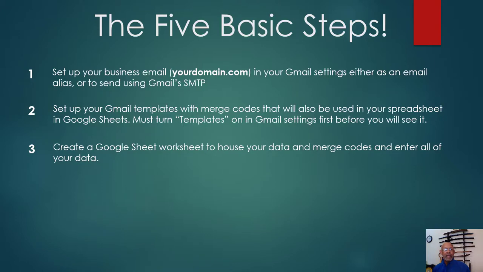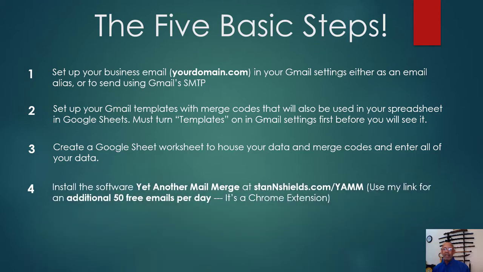The next thing you're going to do is take your Google spreadsheet. You're going to create a Google Sheets spreadsheet, and that's what's going to house your data and your merge codes. So the data you want to show up inside that message, you're going to put the codes in on your spreadsheet, and the codes in your Gmail letter, your email that's going to go out, and that's what brings the 2 pieces together to merge the data into your email.